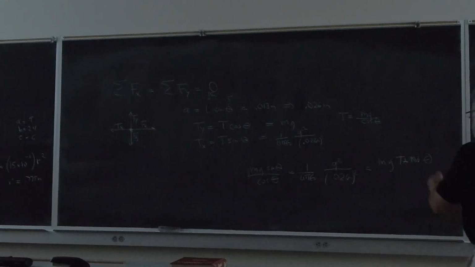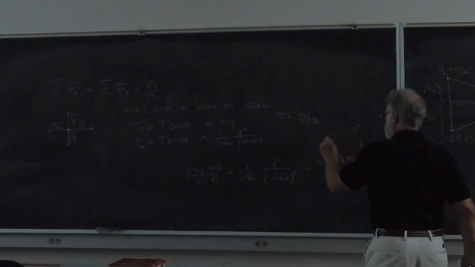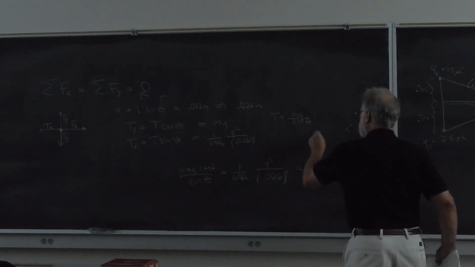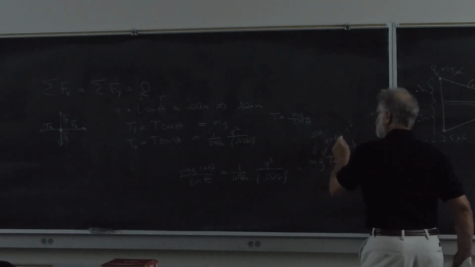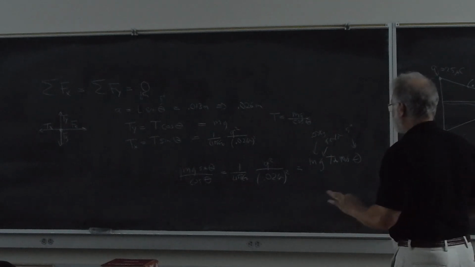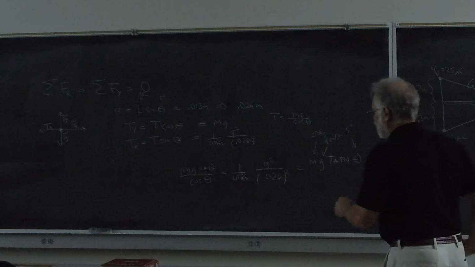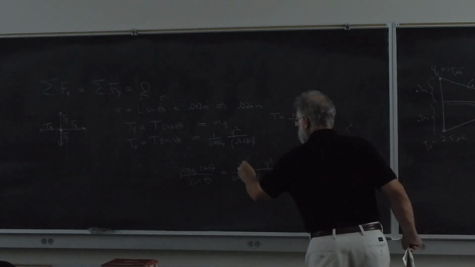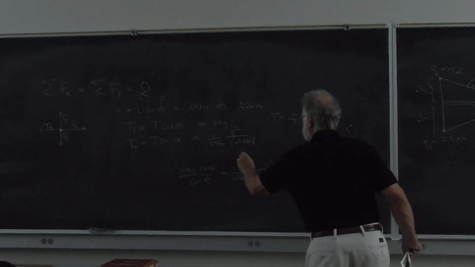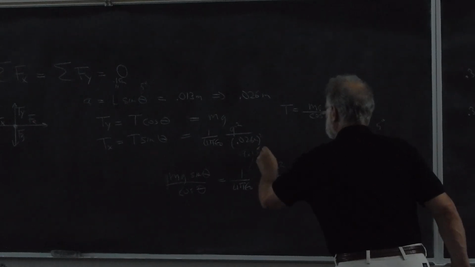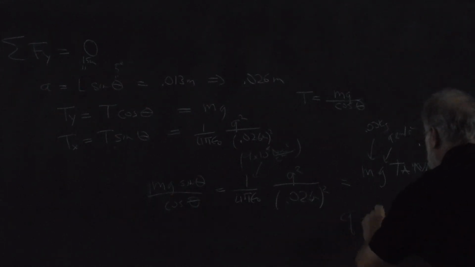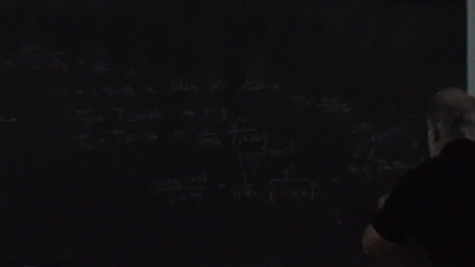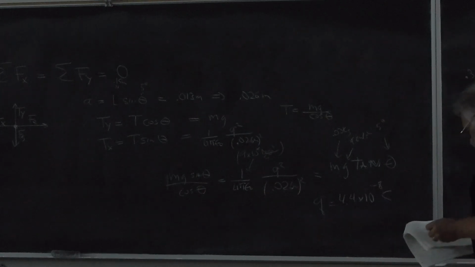If I put in my values, 5 degrees here, the mass is 0.03 kilograms here, g is 9.8 meters per second squared here, I have everything except q. And of course, 1 over 4 pi epsilon naught is equal to 9 times 10 to the 9 newton meters squared per coulomb squared. If I put all my numbers in and solve for q, I will end up with q is 4.4 times 10 to the minus 8 coulombs.